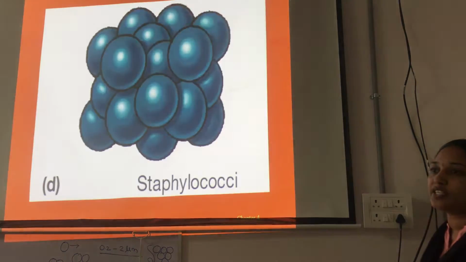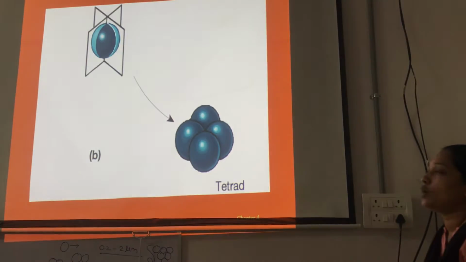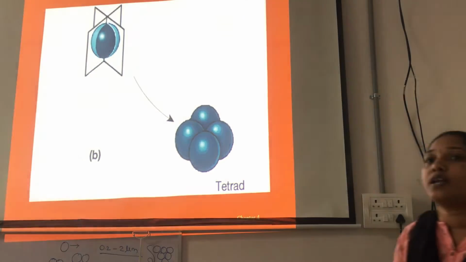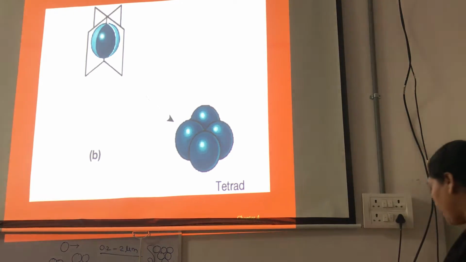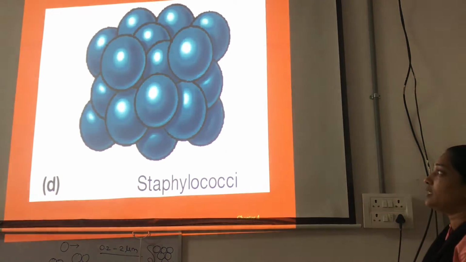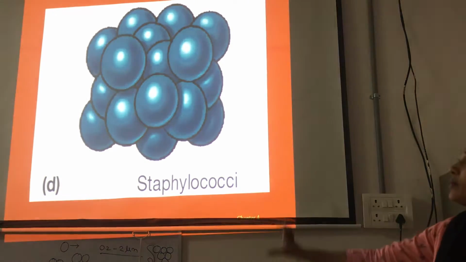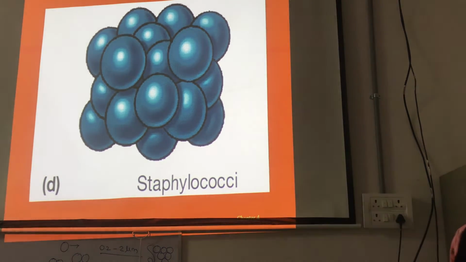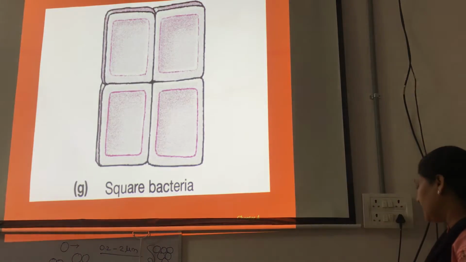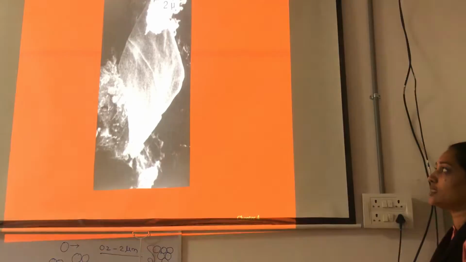Tetrads: if it has two divisions and they are not dividing properly, it forms tetrads. And this is staphylococcus, an exact grape bunch, or not exactly like a grape bunch but appearing as a bunch, right? Those are called staphylococcus, right? And square shaped bacteria are also there, some.